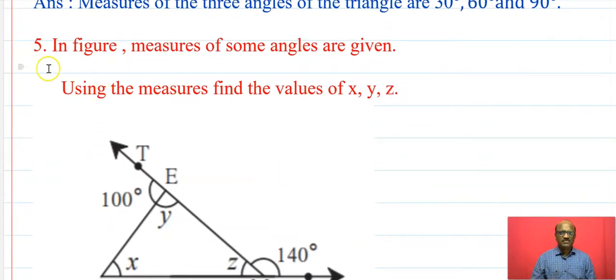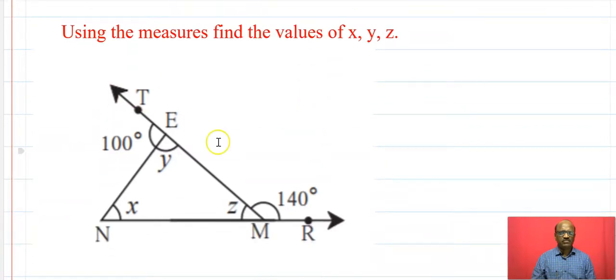Now, in the figure, the measures of some angles are given. Using the measures, find the values of x, y, z. Now, see this here. To find out the measure of this angle x, before that we will find out the measure of angle y.